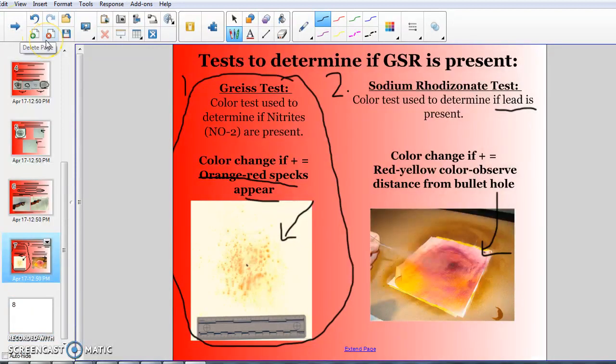Okay, so the big things to remember from today is how to determine the distance of the shooter from where the shot was. You use GSR, and the more spread out it is, the further the distance. The more compact the GSR is, the closer the person was. And then the grease test is the test you use to test if GSR is present, because it's not always visible. So the grease test is what they would use to see if GSR was present on a location that they were looking at.